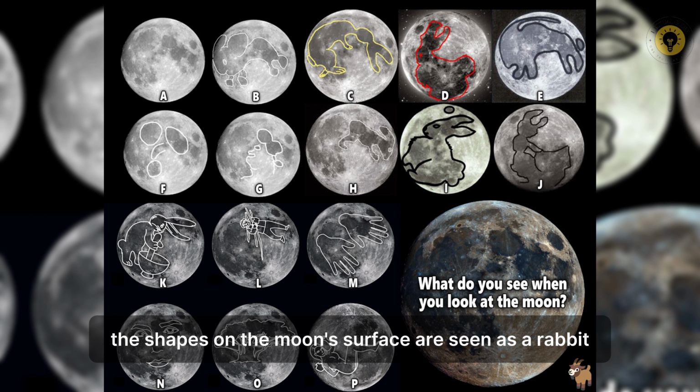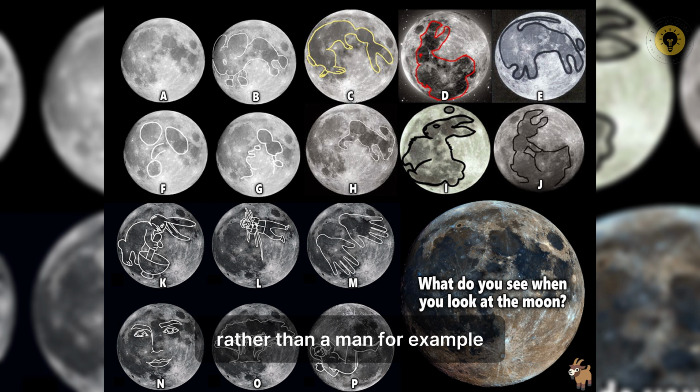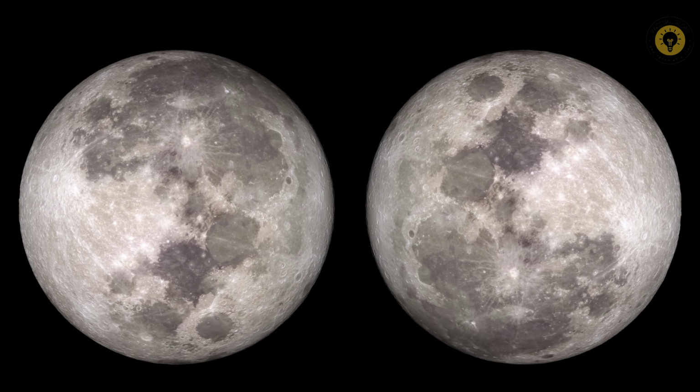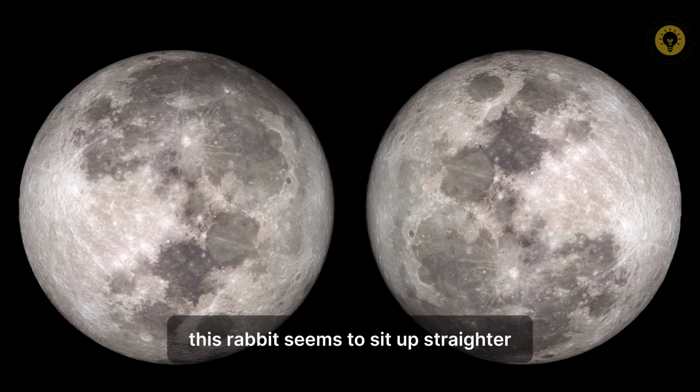In many cultures, the shapes on the moon's surface are seen as a rabbit rather than a man. For example, in East Asian folklore, the moon is home to a rabbit pounding mochi, a sticky rice cake. When viewed from the Southern Hemisphere, this rabbit seems to sit up straighter, adding a new dimension to the story.